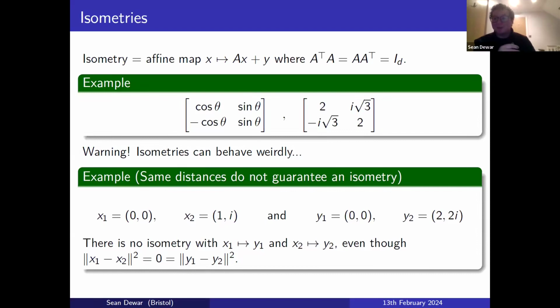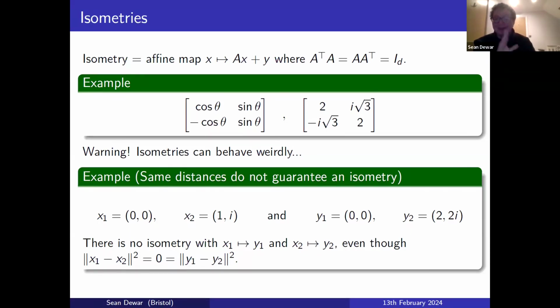But you can also get these bizarre things that I've got lined up here, with the 2s and the i root 3s and so on. This is still actually a linear isometry in this sense. And you can prove that all isometries of a complex quadratic form are going to be of this form: affine, with one part an orthogonal matrix and a translation.